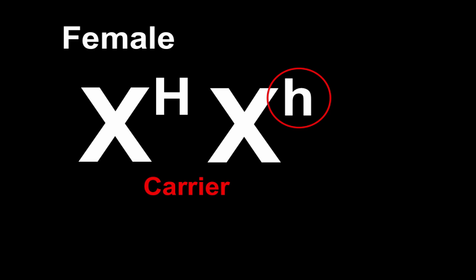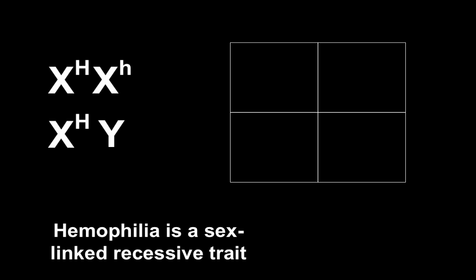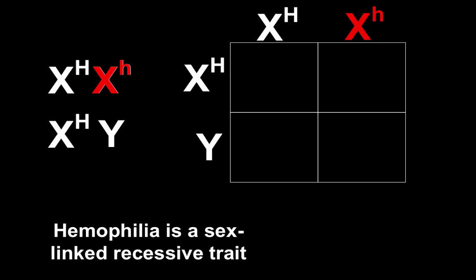Because she is carrying the recessive trait, but she herself does not actually have it because she also has a dominant. All right, so again, hemophilia, sex-linked recessive trait. Let's say we have a female who's heterozygous and a male who's normal. We're going to set these Punnett squares up the exact same way we did before. Nothing changes just because we throw these X's in there.